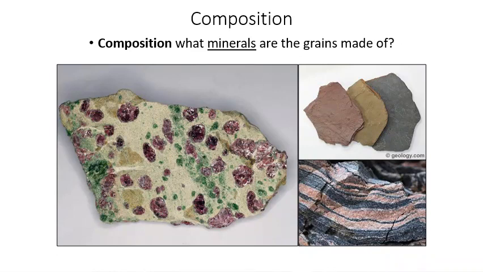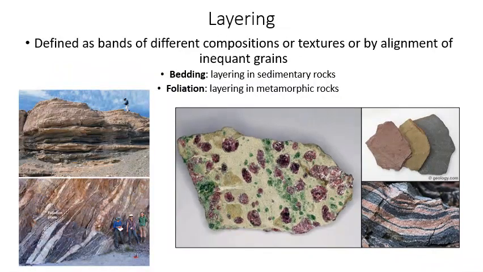Last, we have layering, which is defined as bands of different compositions or textures, or by the alignment of inequant grains. In sedimentary rocks, this is known as bedding. We have bedded sedimentary rocks on the top left figure, with the human standing on the outcrop. We can see the different horizontal layers. This is also true in the top right figure of the three hand sample rocks that are red, tan, and gray. These are also sedimentary rocks with bedding.